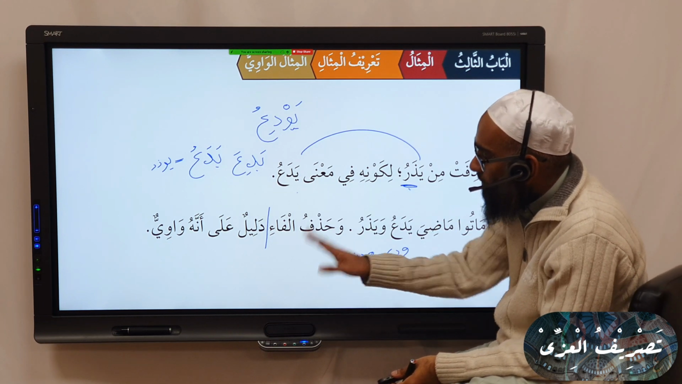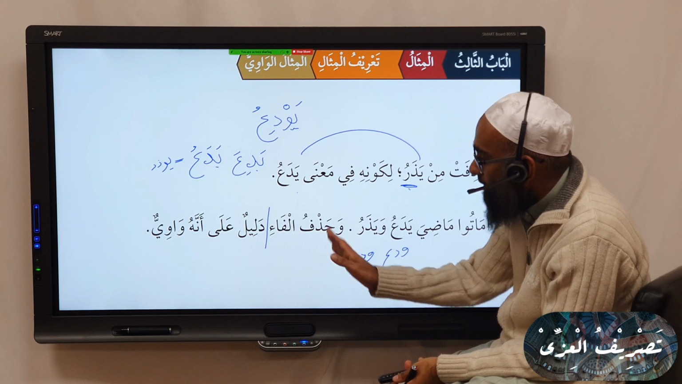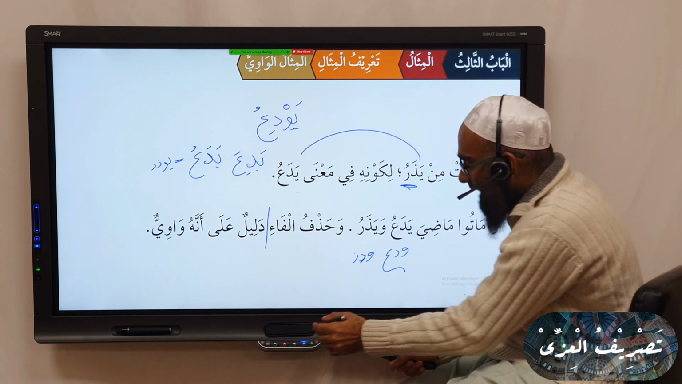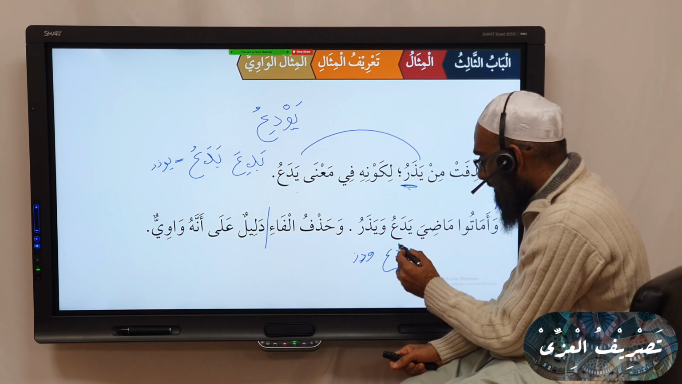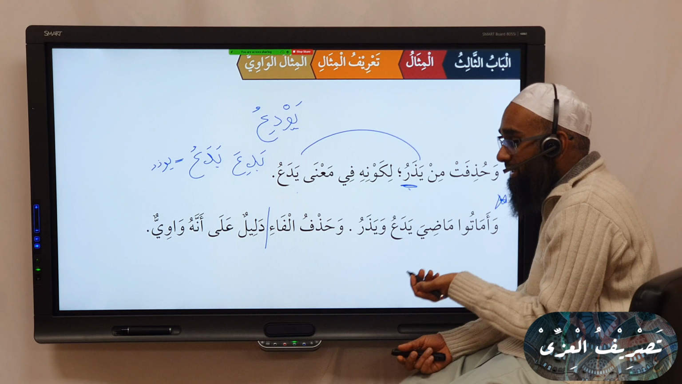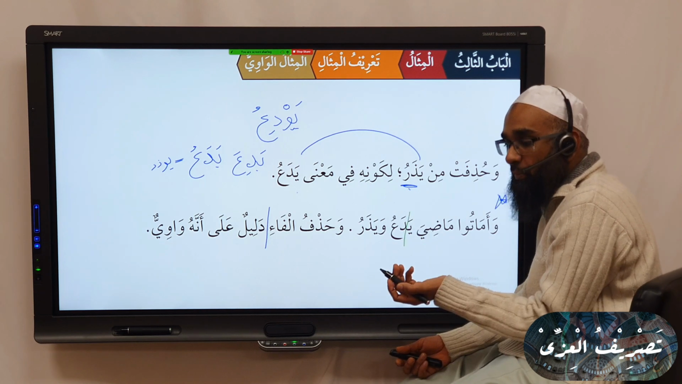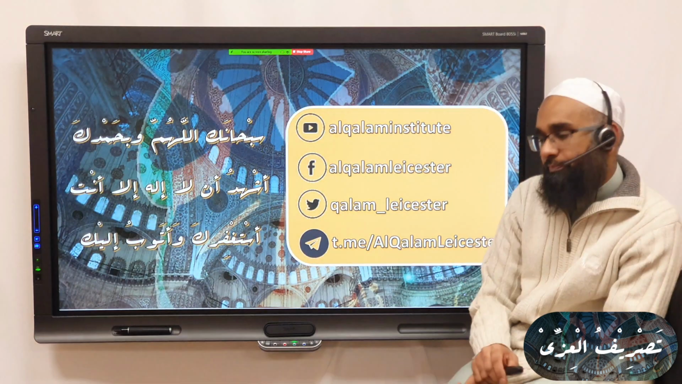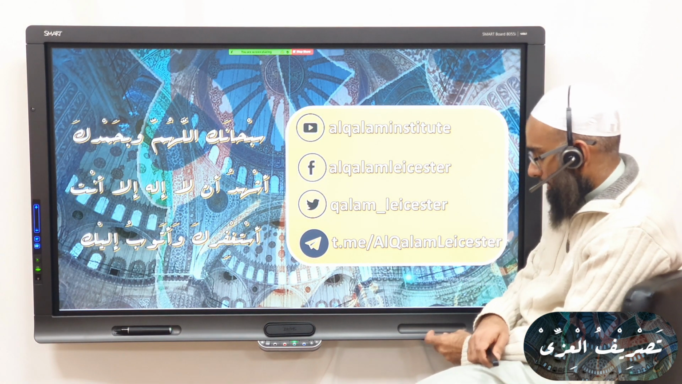So what happens now? You remove the fa. You remove the fa kalima. That now we know it has to be what? A waw, because only a waw can be removed. So if you don't have the madhi, how do we know it's wada'a, not yada'a? Because only the waw is removed anyway. So if something is removed, it has to be the waw. Understood? Okay. Let's stop here.